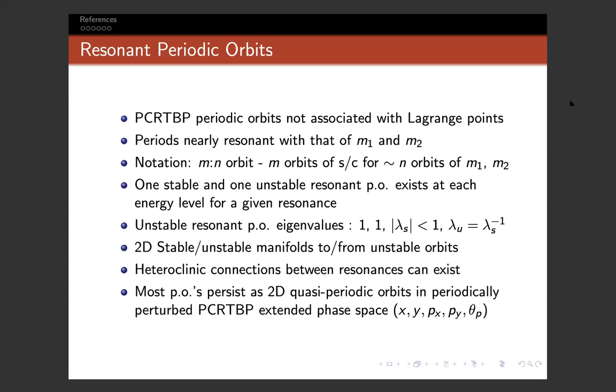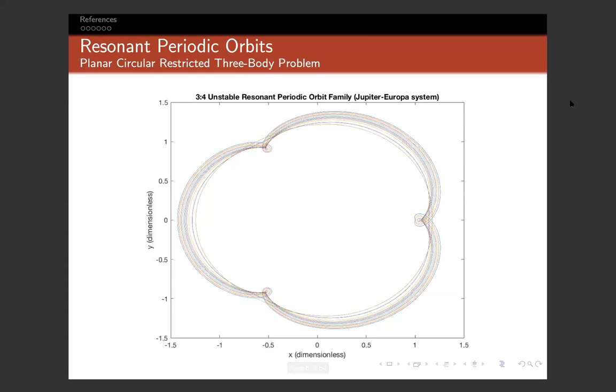And the way to think about this is just that if you take all of these unstable resonant orbits around a given resonance across energy levels in the planar circular problem, this forms a normally hyperbolic invariant manifold. And we know that these persist under small perturbation, and the dynamics inside also, the existing invariant circles should remain as tori in the extended phase space due to KAM theory. So this is just a picture of what some of these 3-4 unstable resonant orbits look like in the Jupiter-Europa system in the configuration space.